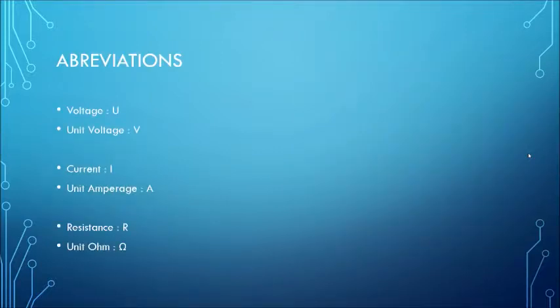Every unit has an abbreviation. For voltage, this is U, and for its unit volt, this is V. For current, this is I, and for its unit ampere, this is A. For resistance, this is R, and for its unit ohm, it is the Greek sign omega.